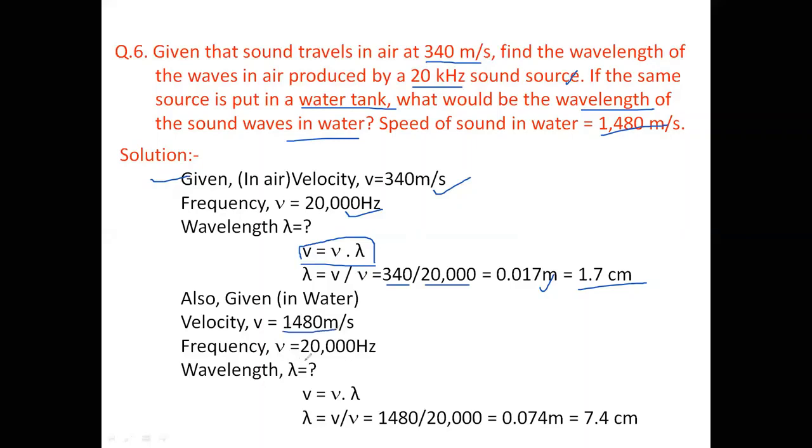ठीक है, same formula we will use. Given that in water speed of sound is 1480 meter per second and frequency is again, क्योंकि source हम लोगों ने same लिया है, that is 20,000 hertz का source है, so wavelength is equal to speed of sound divided by frequency. Speed of sound is 1480 divided by 20,000, we will get 0.074 meter, which is also equal to 7.4 centimeter.